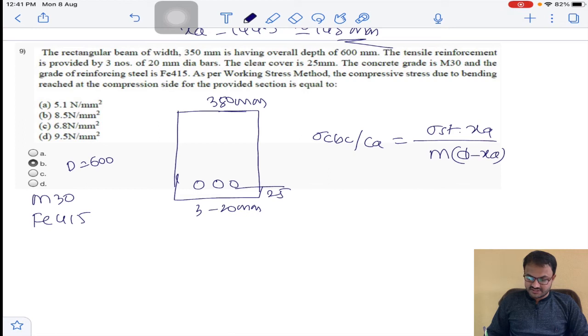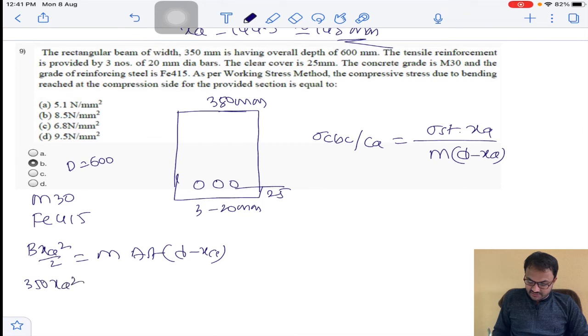Okay, so this is the formula. Now we need to calculate first of all the XA value to use that formula. XA can be calculated by B XA whole square divided by 2 is equal to m AST into (d minus XA). So what is B? It is 350. XA whole square by 2.